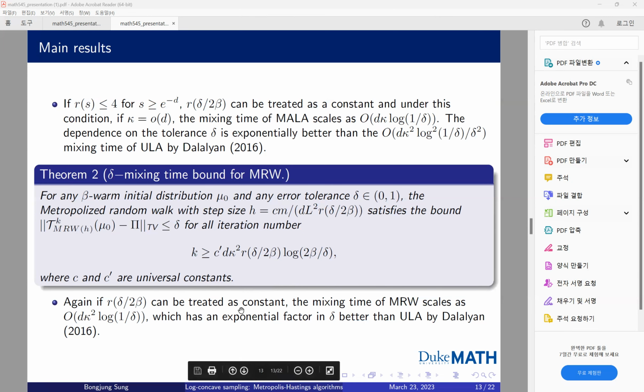If we compare the results between the mixing time bounds for MALA and MRW, we see that the mixing time bound for MRW has an extra factor of big O of κ. This is conceivable given that MALA's proposal distribution uses first-order information about the target distribution, while MRW uses only function values. It may be interesting to suspect that, under certain conditions, the sampling classes for MALA and MRW may be strictly separated by this mixing time bound.